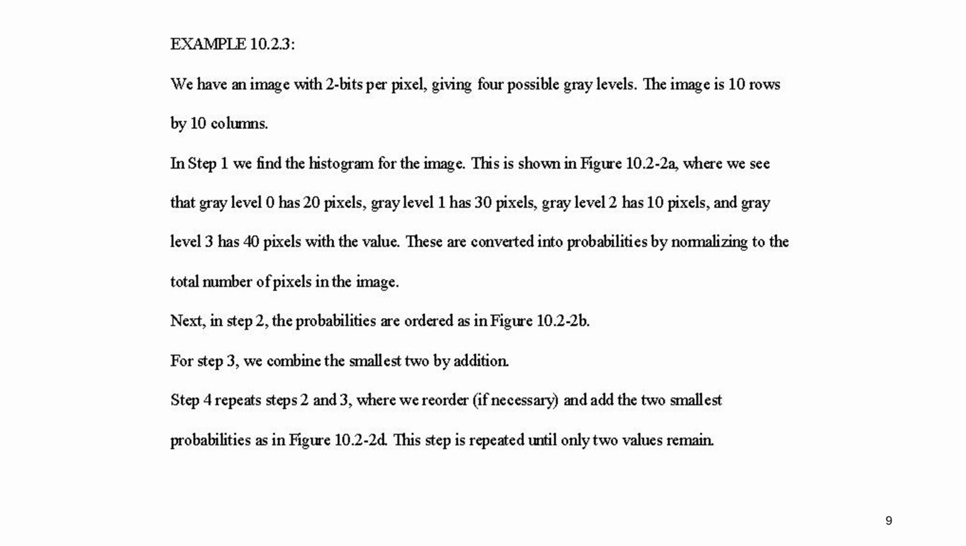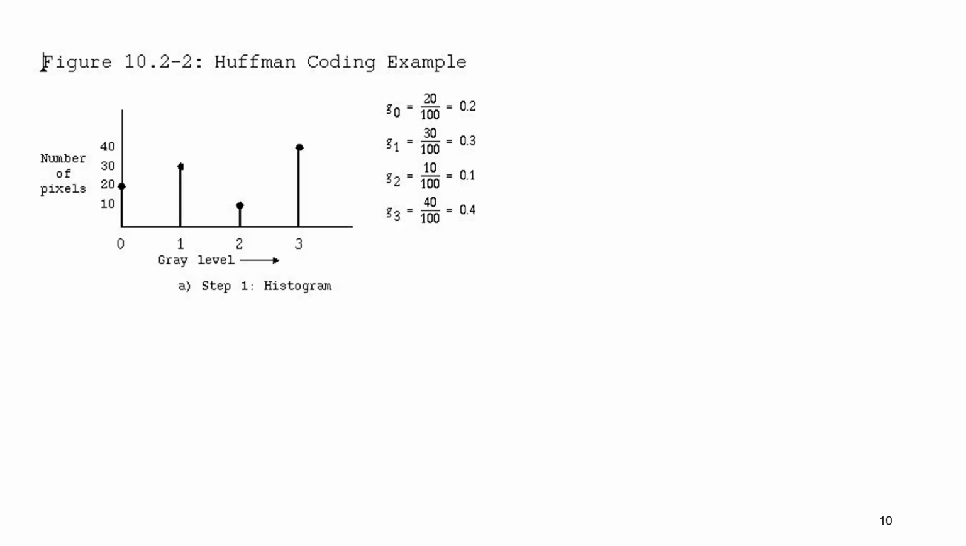Next, in step 2, the probabilities are ordered. Now, if we go to the next step, you can understand. So this is the explanation of the previous slide. There are 4 gray levels given. For 0, 1, 2, 3, the number of pixels are shown: 20, 30, 10, 40. So we are calculating the probability by 20 by 100, which is 0.2, like that we are calculating for each gray level value.